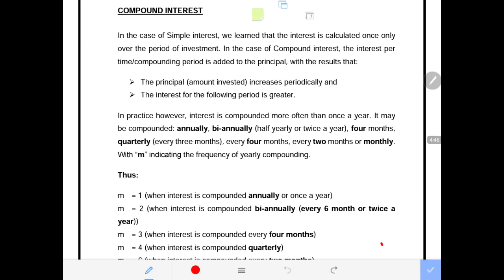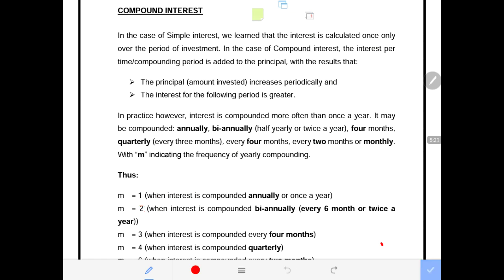And when it's once a year, our M is 1, meaning our frequency over the period of a year is only 1. That means we only earn interest once a year, and we add it back to the capital that we have invested. Now, when the interest is compounded biannually, meaning every 6 months or twice a year, our M will be 2. Remember, M indicates the frequency of times in which the interest will be accumulated to the amount that we initially invested.